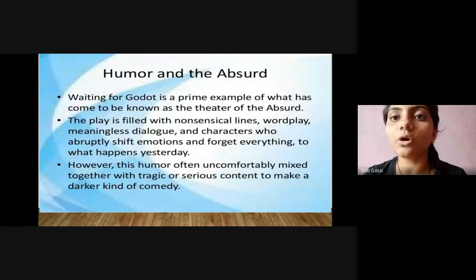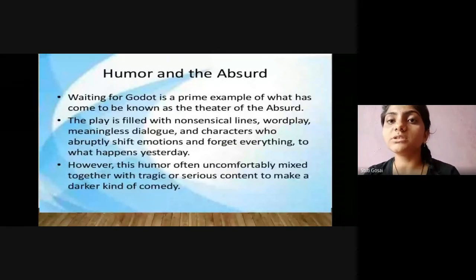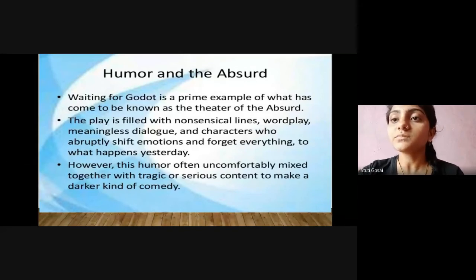However, this humor is often uncomfortably mixed together with a tragic or serious context to make a darker kind of comedy. Estragon refers to billions of authors.